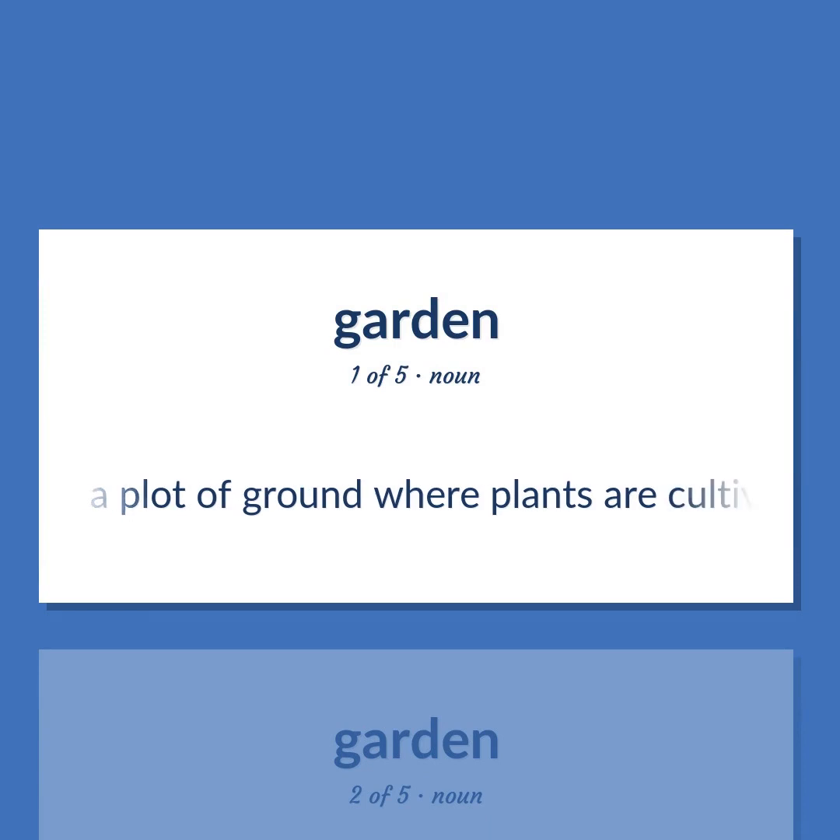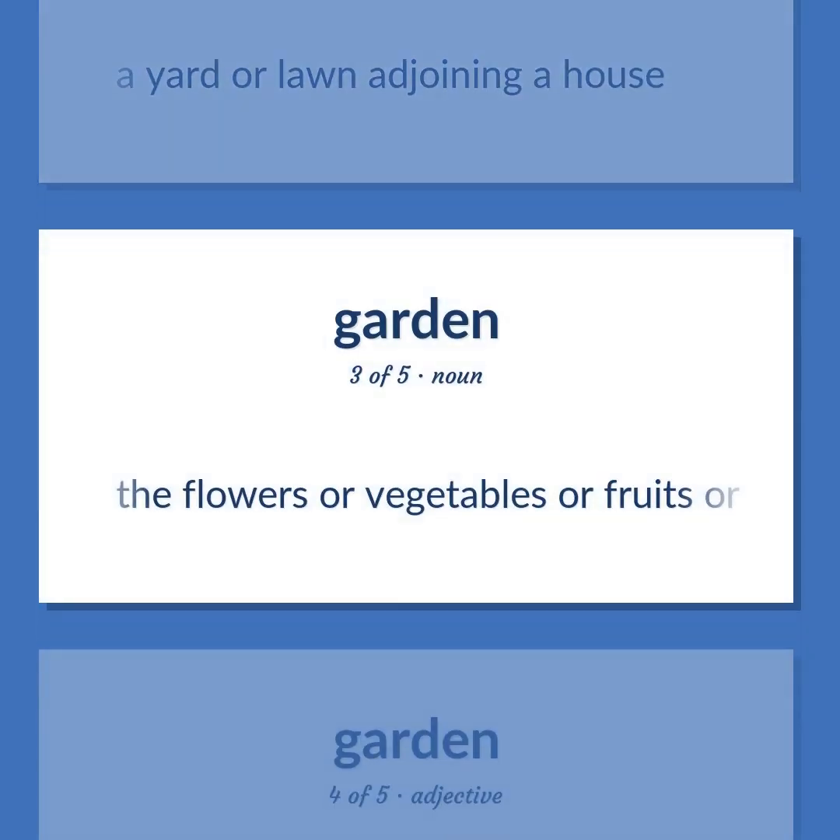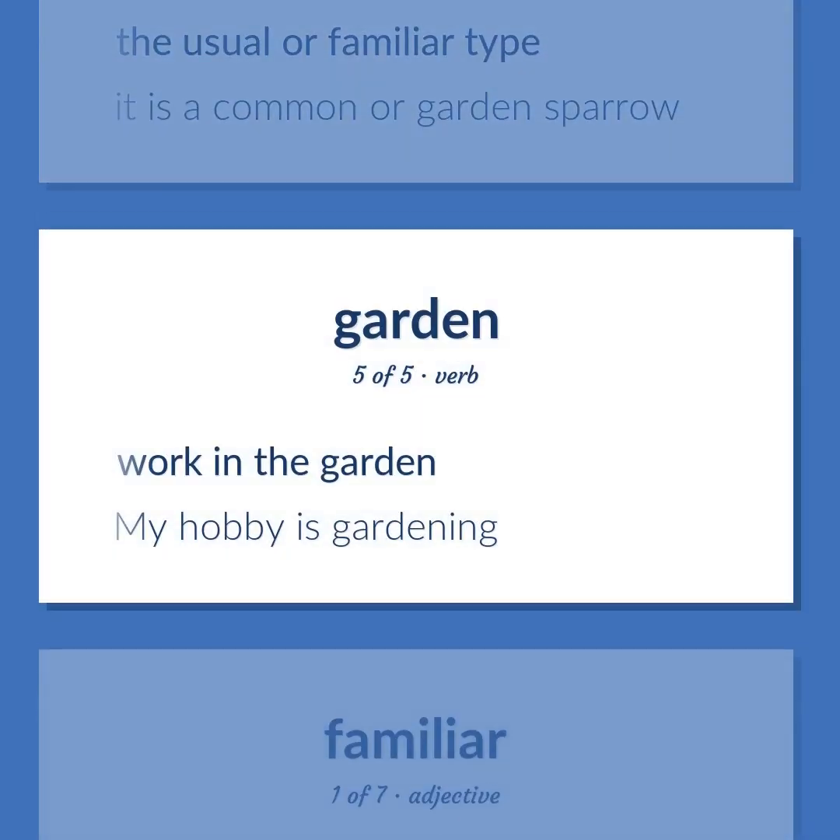Garden: a plot of ground where plants are cultivated. A yard or lawn adjoining a house. The flowers or vegetables or fruits or herbs that are cultivated in a garden. Common: the usual or familiar type. It is a common or garden sparrow. Gardening: work in the garden. My hobby is gardening.